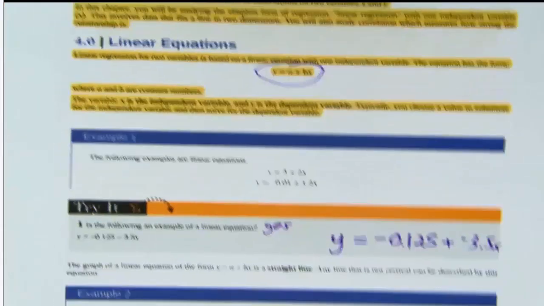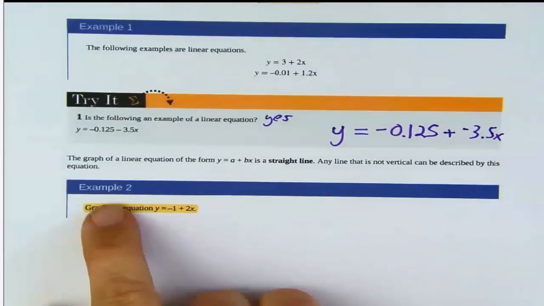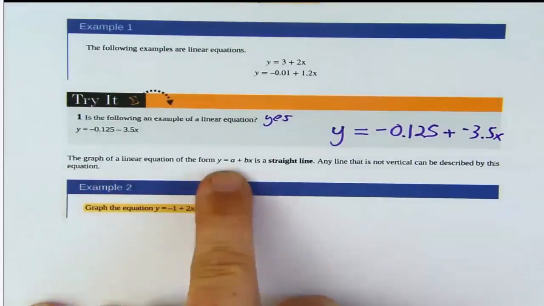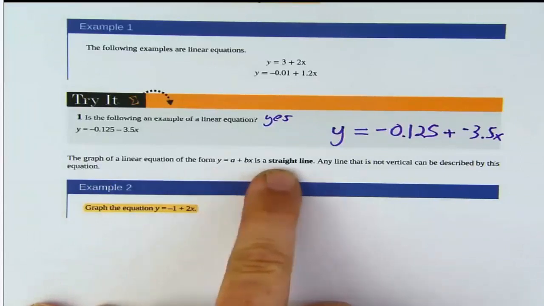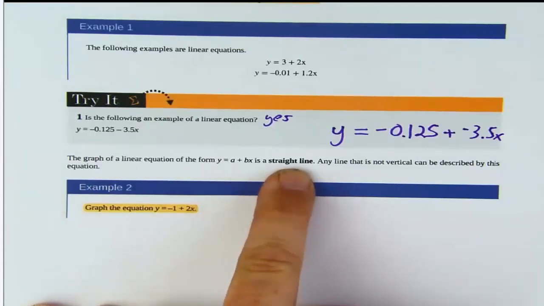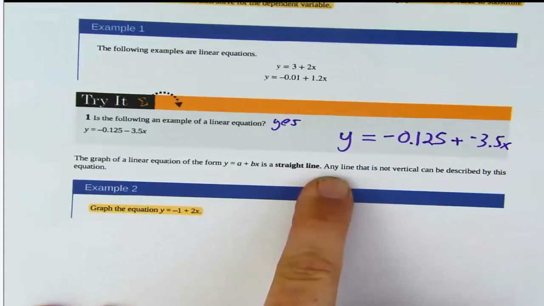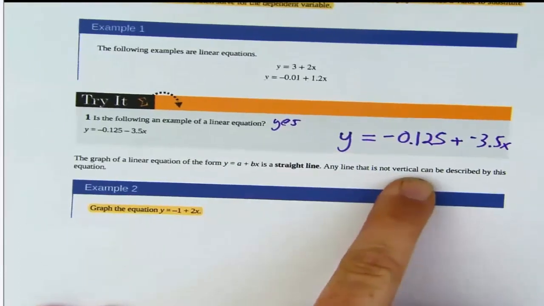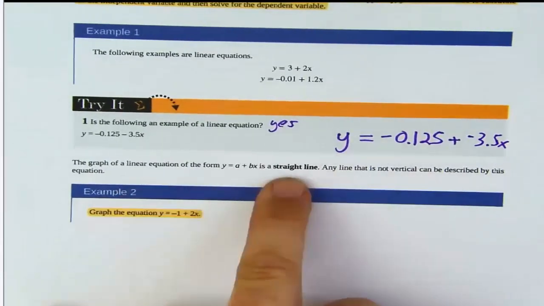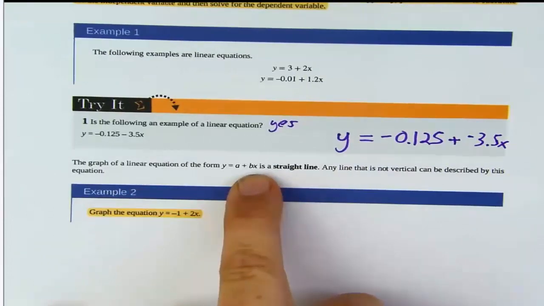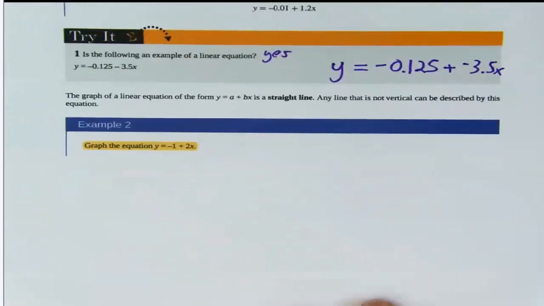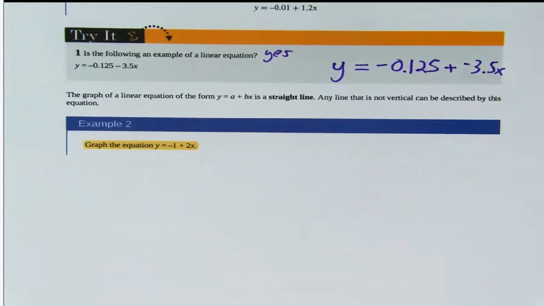And of course, we remember that the graph of a linear equation of the form y equals a plus bx is a straight line in 2 dimensions. Any line that is not vertical can be described by this equation right here. So here's a brief example from algebra. You may recall how to do this one.